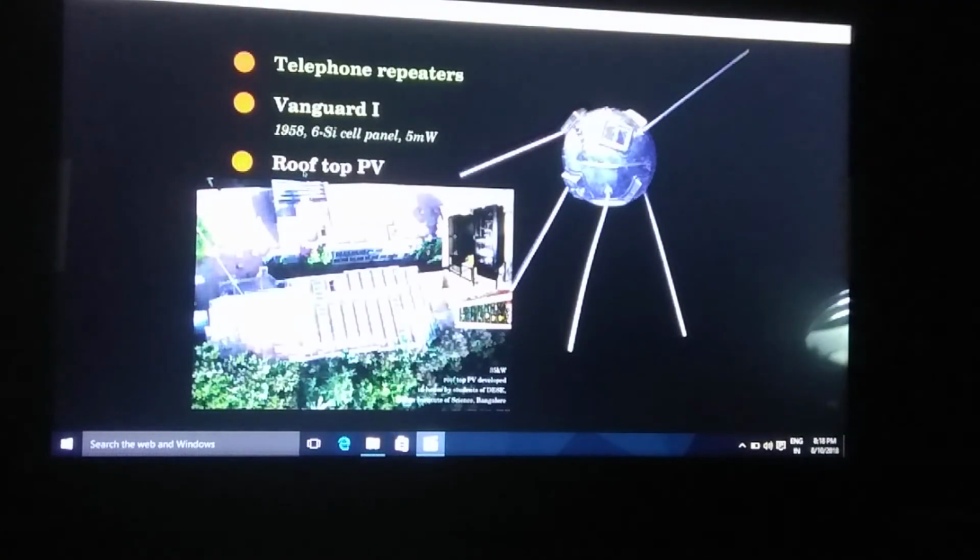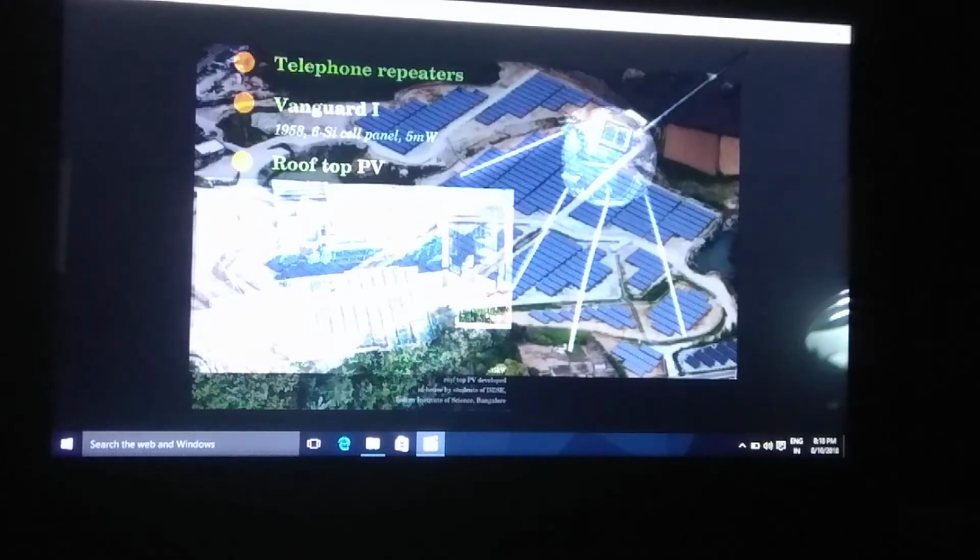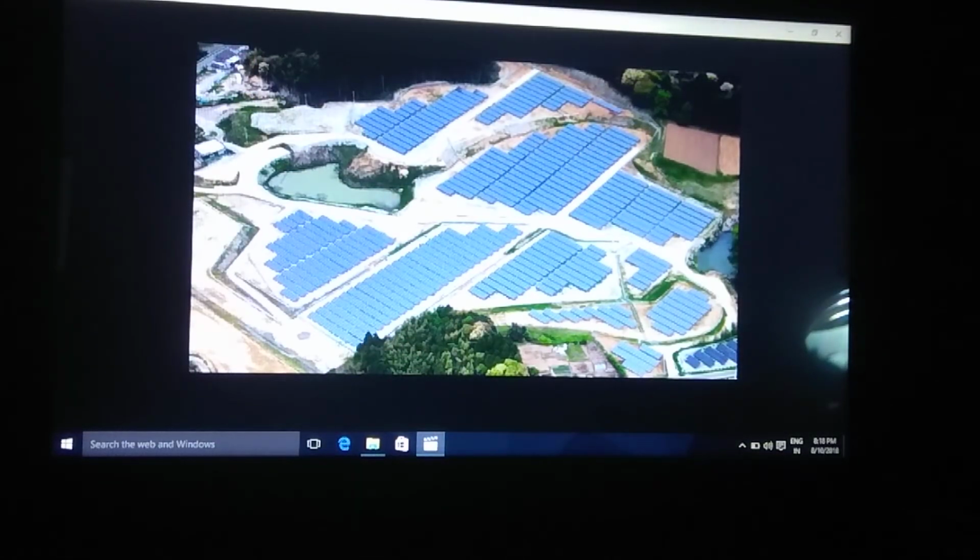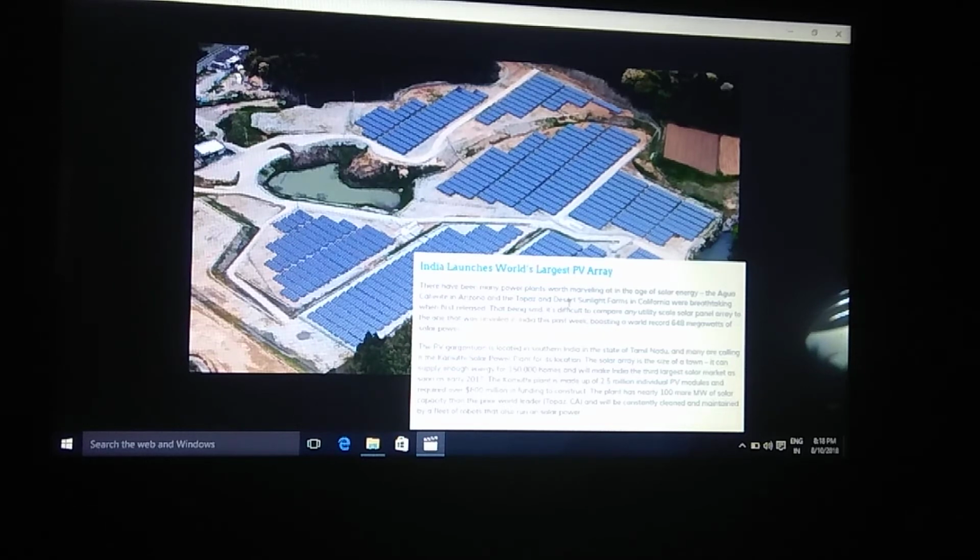Nowadays, the photovoltaic cell is being populated on rooftops to power homes, buildings, and communities. This is one of the more recent applications of the photovoltaic cell. This is a place in Tamil Nadu, Kamudi. This is the world's largest solar array at the time of this recording. So this is a phenomenal 648 megawatt solar power.